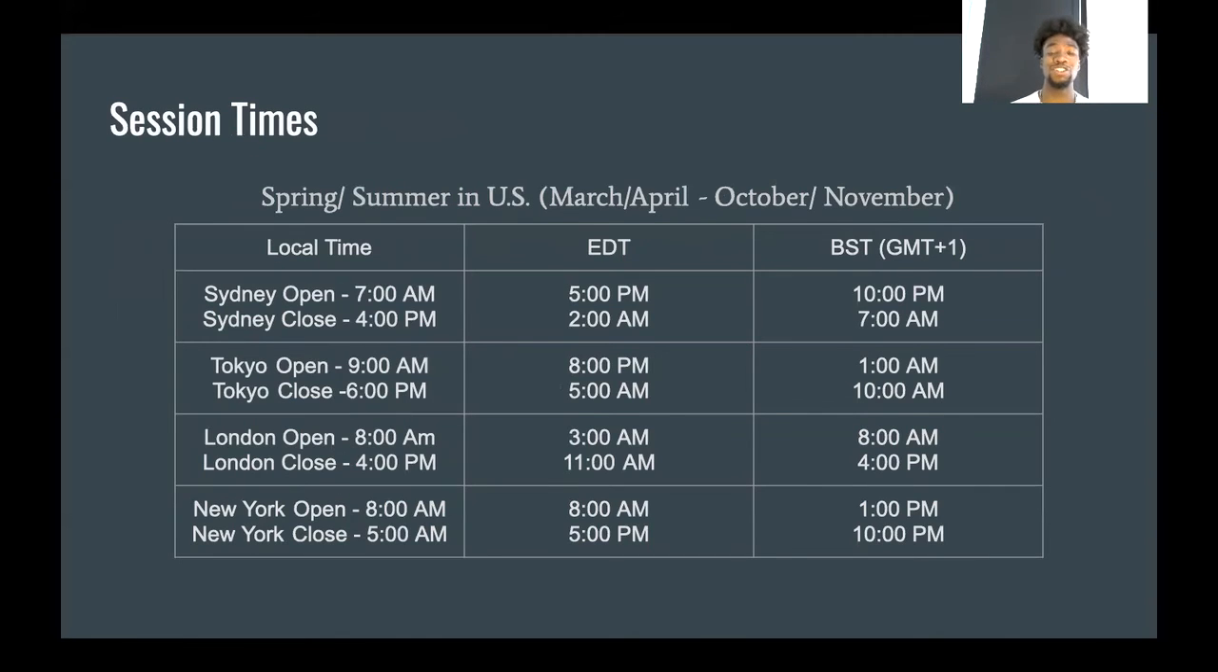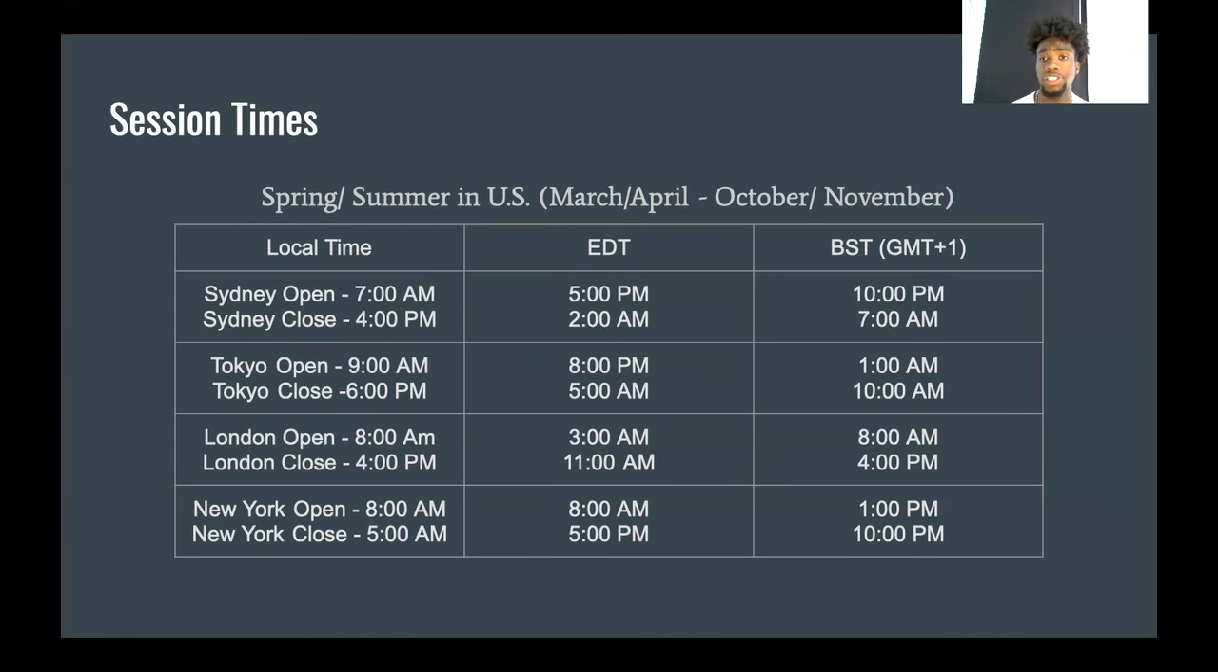Session times. Since we have daylight savings, the session times range from daylight savings and outside of daylight savings. So let's just say spring, summer, right now, these are the times that we have these sessions open. So we have the Sydney, Tokyo, London, New York, with the London opening up 3 a.m. Eastern, closing at 11 a.m. Eastern, and New York opening up at 8 a.m. and closing at 5 p.m.